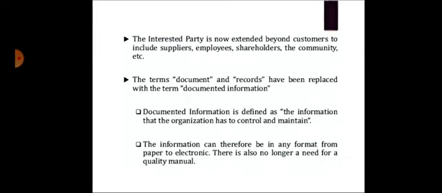The terms document and records have been replaced with the term documented information. Documented information is defined as the information that the organization has to control and maintain. The information can therefore be in any format from paper to electronic. There is also no longer a need for a quality manual.